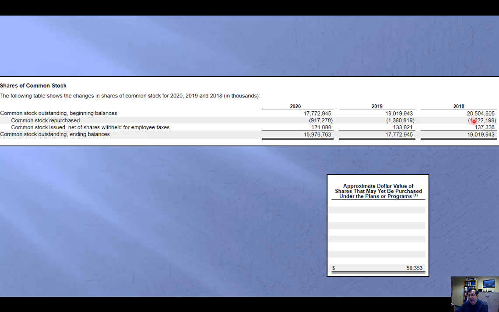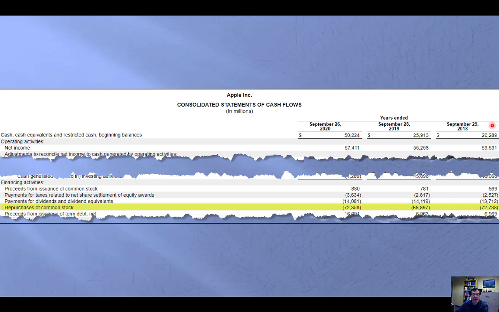2018, bought back 1.6 billion, so you can see a drop here. Bought back 1.3 billion, so outstanding drops. Bought back close to $1 billion, number of shares outstanding drops. And they have a way to go, approximate dollar value of shares that may yet be purchased, $56 billion. This is in dollars, these are actual share numbers. So, they bought it back.